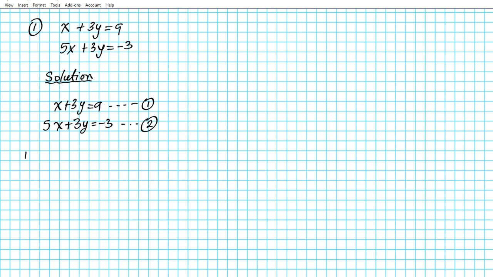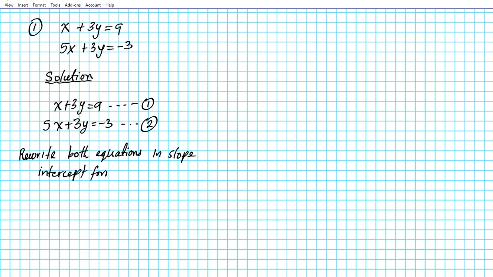Let's start with the first line. Let's write what we want to do first. We want to rewrite both equations in slope-intercept form.